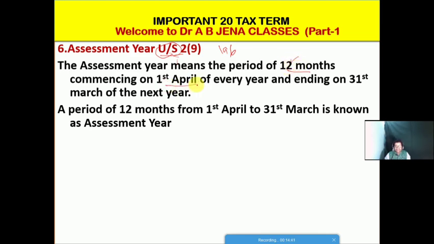So commencing from 1st April of every year and ending on 31st March in the next year. So a period of 12 months from 1st April to 31st March is known as an assessment year.